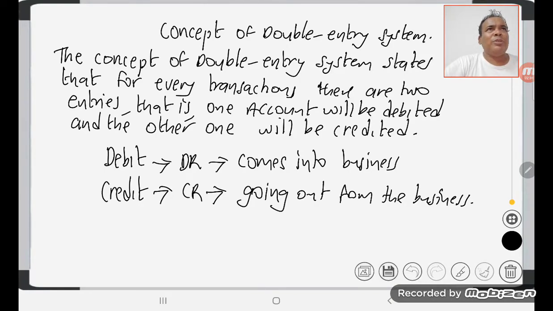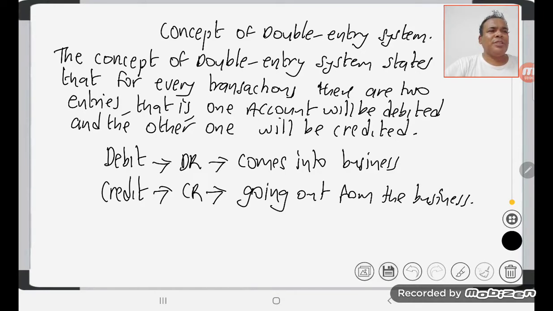One item coming into the business, what we call debit, and the other item going out from the business from the same transaction, we say credit. So in any transaction there are two entries, there are two items. One item is coming into the business, we call it debit, and the other item going out from the business, we call it credit. So, for example, purchase motor van.